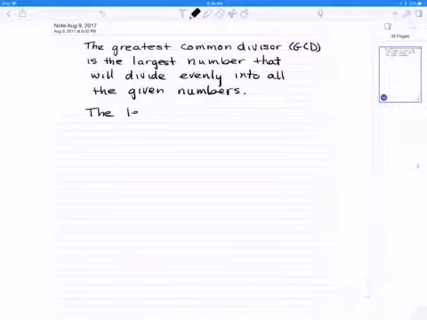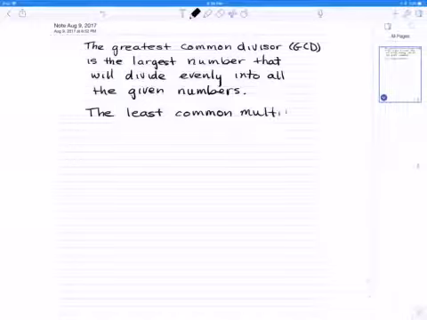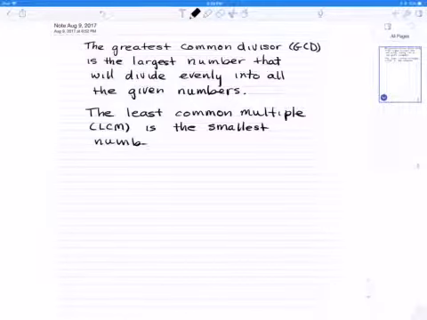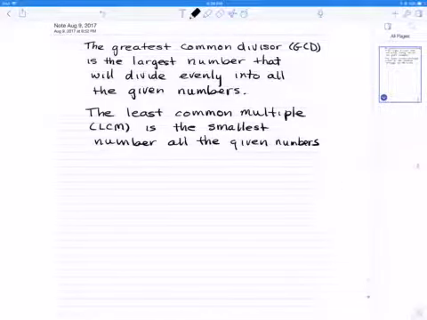The least common multiple, abbreviated LCM, is the smallest number all the given numbers will divide into evenly.